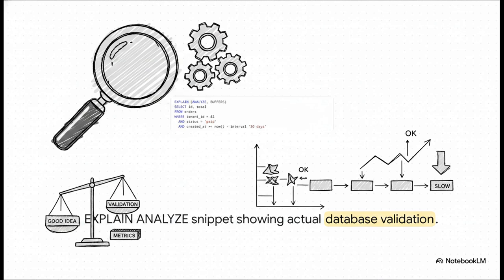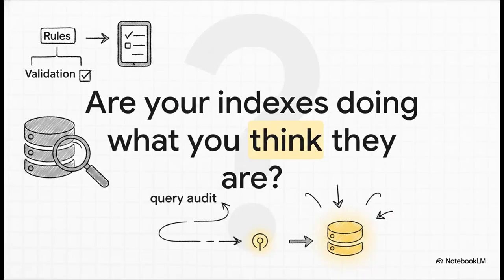Running that command is what actually proves whether your brilliant new index is secretly causing unexpected heap fetches, lossy rechecks, terrible row estimates, or unnecessary sorts that are silently killing your application's performance behind the scenes. Which leaves us with one final provocative thought. Are your current database indexes actually doing what you think they are? Now that you're armed with the true taxonomy, the rules of column ordering, and the right validation tools, go audit your own production queries right now.